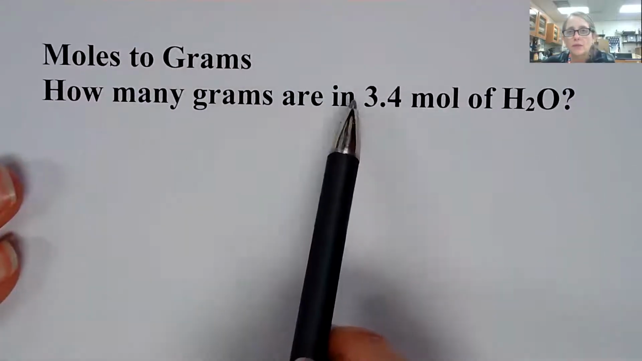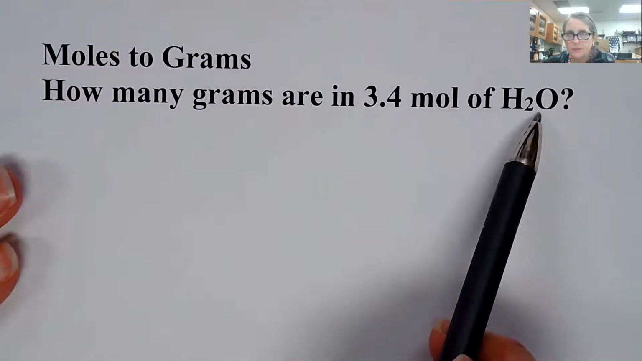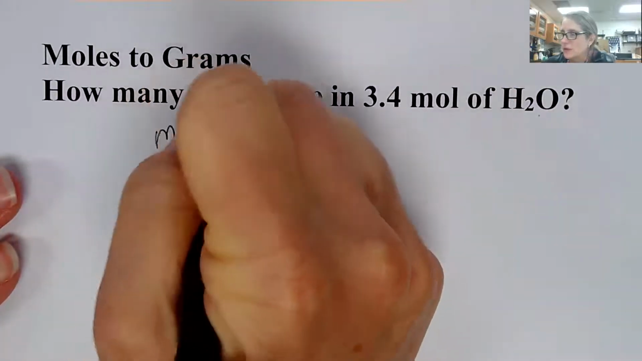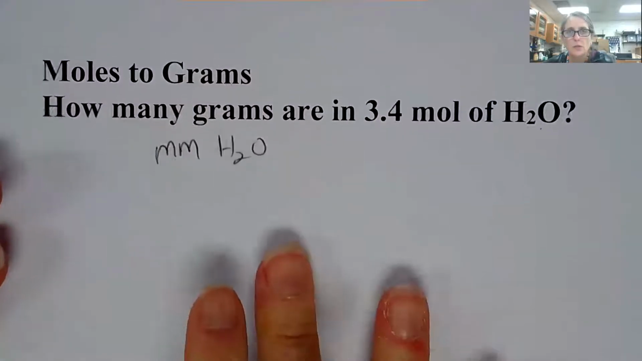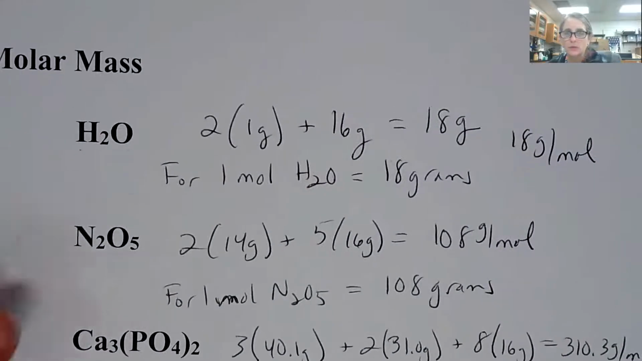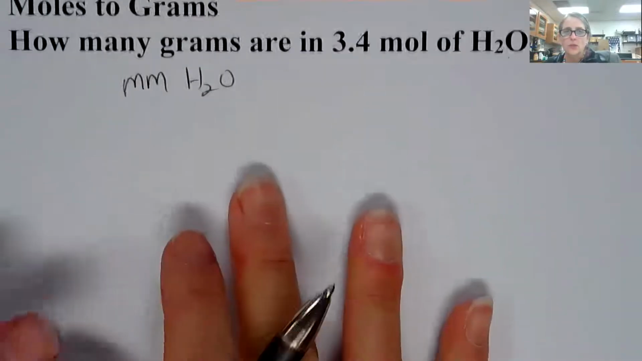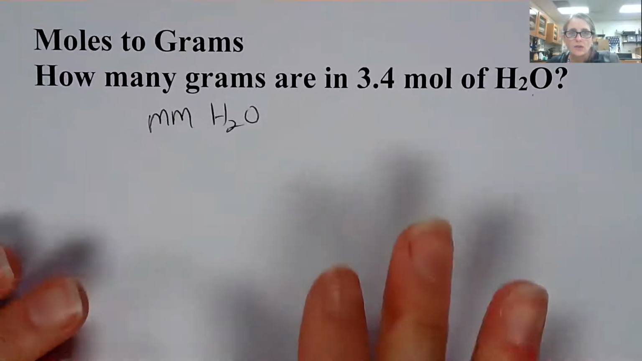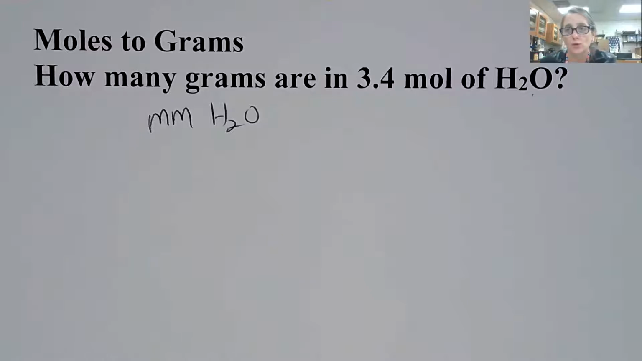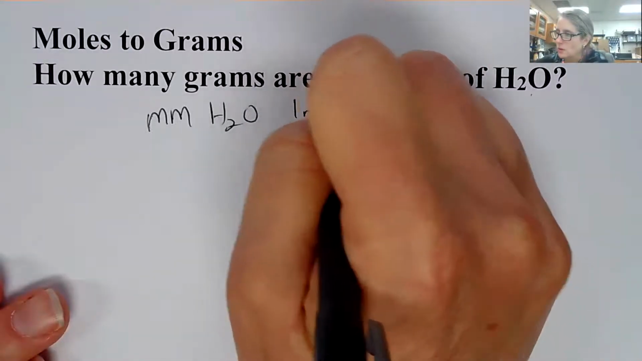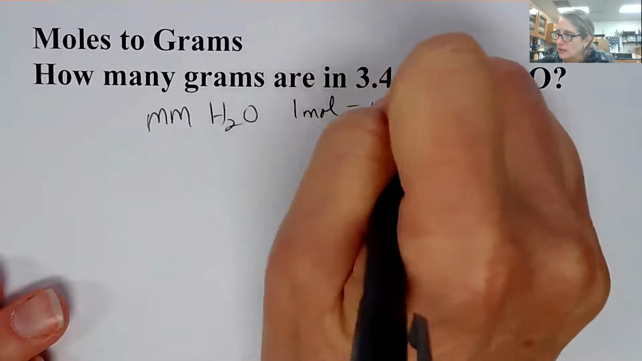So how many grams are in 3.4 moles of water? Okay, so what we're going to use here is essentially the molar mass of our water. We already calculated that up here, okay? So we know for every 1 mole of water, we have 18 grams. So this is a calculation where we're going to use a proportion. This is why we did the corny activity, for you to get introduced to what we call proportions. So we know that for every 1 mole of water, we have 18 grams.